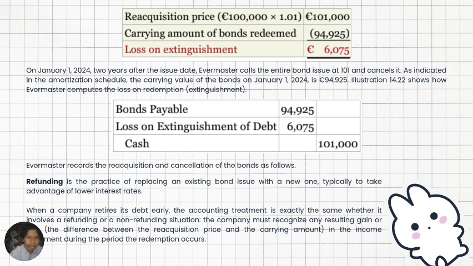Refunding is the practice of replacing an existing bond issue with a new one, typically to take advantage of lower interest costs. When a company retires its debt early, the accounting treatment is exactly the same whether it involves a refunding or a non-refunding situation. So the company must recognize any resulting gain or loss, the difference between the acquisition price and the carrying amount, in the income statement during the period the redemption occurred.